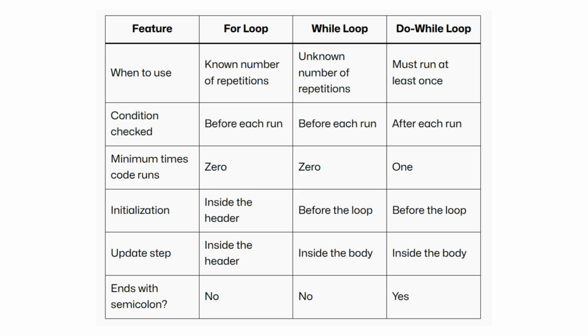All right, take a look at the table on your screen. We have 4 columns. The first column lists the features, and the next 3 columns compare the for loop, the while loop, and the do while loop side by side. Let's go through each row one by one.